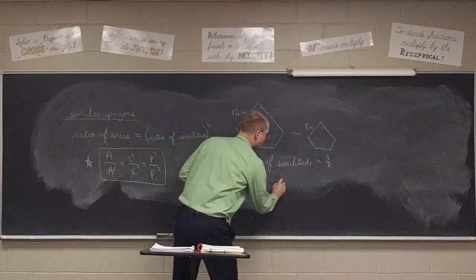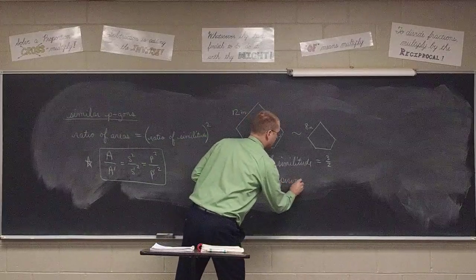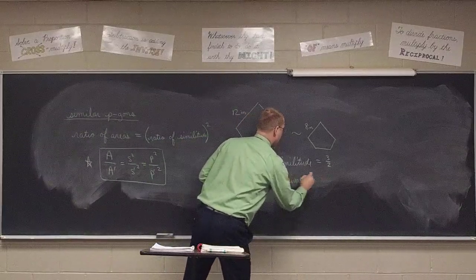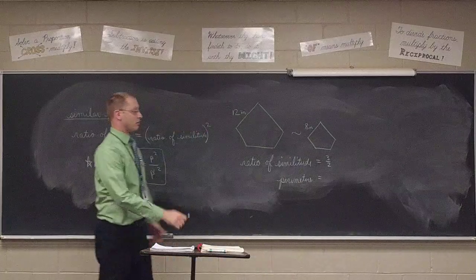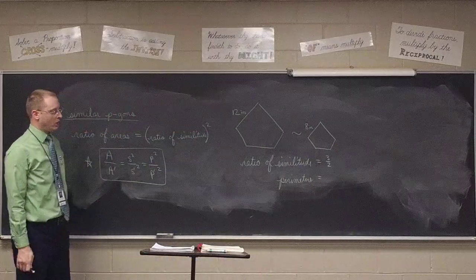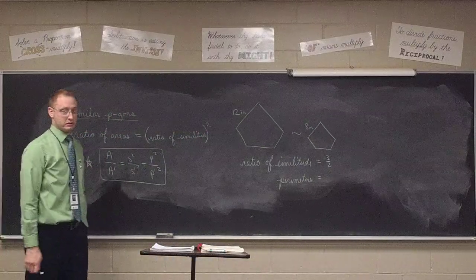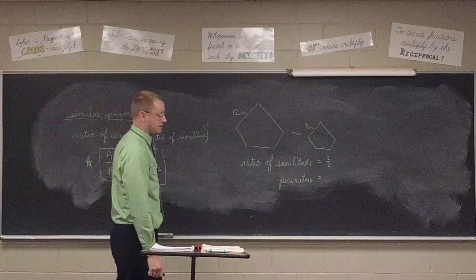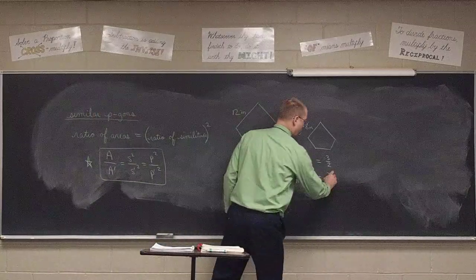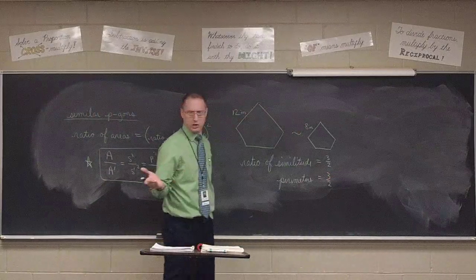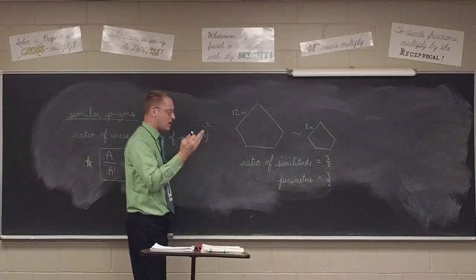Let's try this. What's the ratio of the perimeters? I don't even know the perimeters, but I can tell you what the ratio of the perimeters is. Write it down. What's the ratio of the perimeters? Class? 3 to 2. Remember we said the ratio of the perimeters is the ratio of similitude. It's the same thing, same ratio.